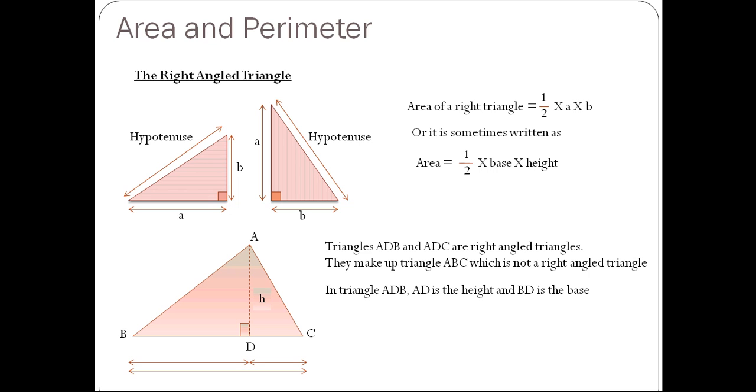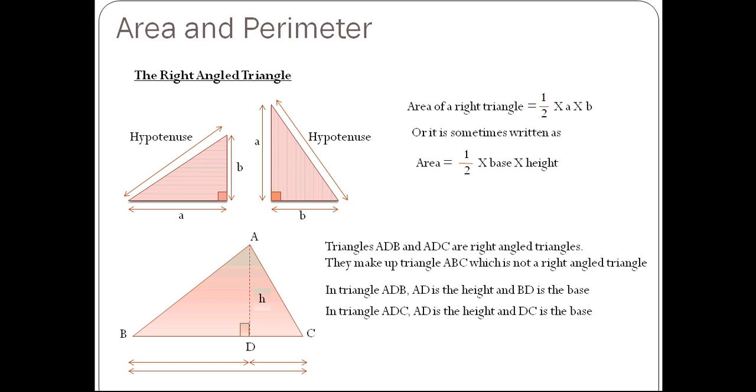So I say that in ADB, this triangle here, AD is the height and the base is BD. It's not BC, it's BD, because we're now talking about just this portion of the triangle ABC. So for the right side, the right triangle like ADC, the height is AD and the base is DC. So you find the area of these two right-angled triangles and add them up to make the area of triangle ABC.